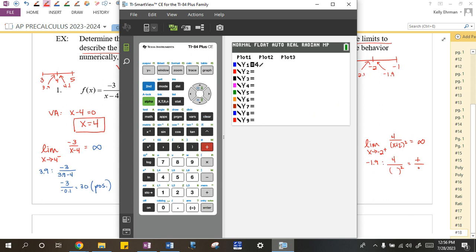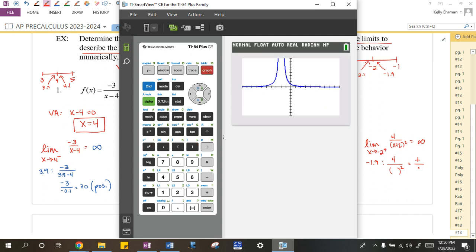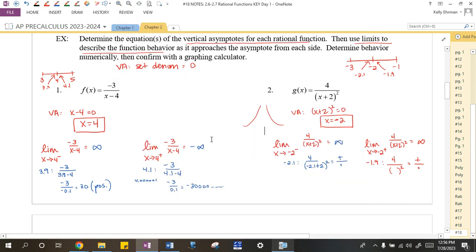It was 4 divided by the quantity x plus 2 squared. Yeah, so whether you're on the left of negative 2 or on the right of negative 2, approaching negative 2, you're headed toward infinity. We are going to focus mostly on just finding the vertical asymptote, but when I assign some AP Classroom problems, I'm going to try to look for limit notation as well.